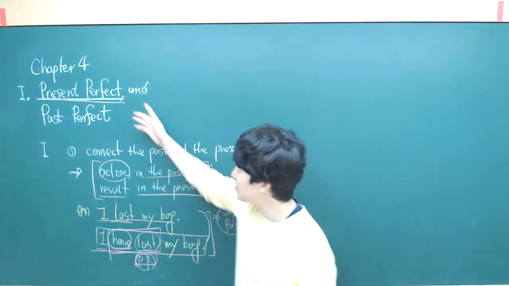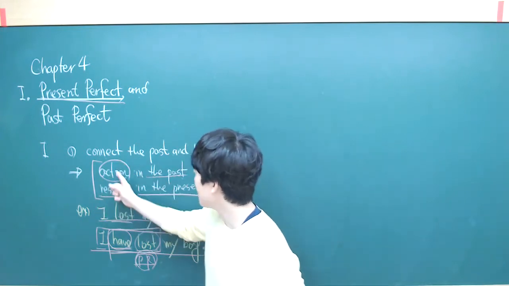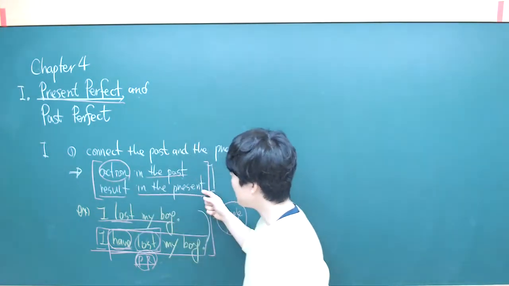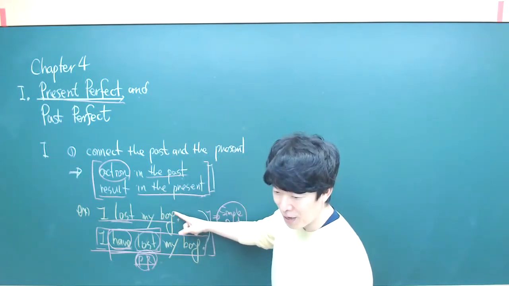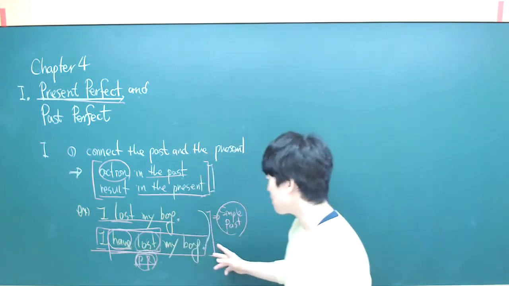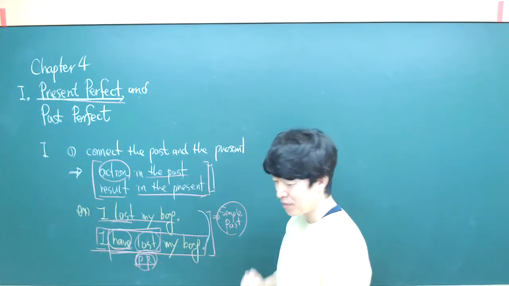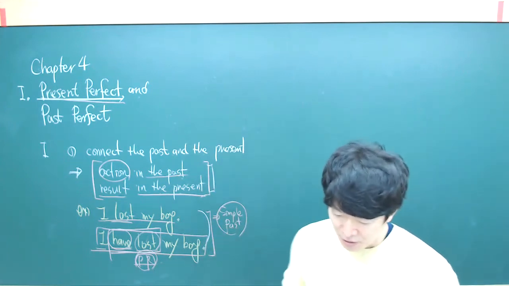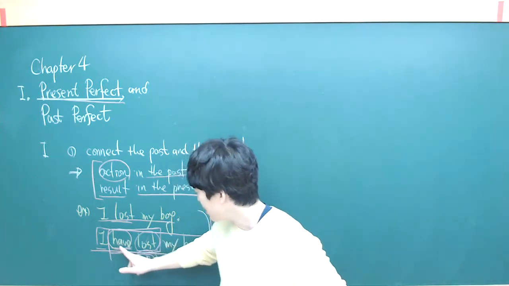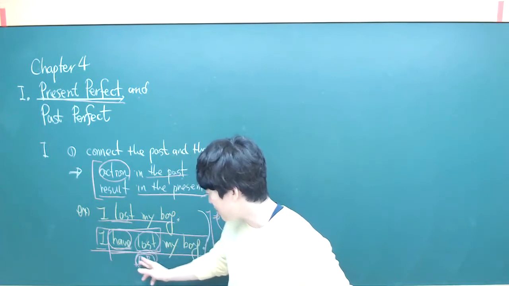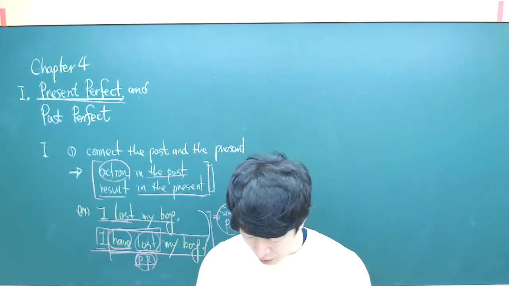Okay, present perfect means some action happened in the past and the result of the action affects the present. That's the difference. I lost my bag. You may have found your bag, but I have lost my bag, which means I still don't have my bag. That's the meaning of present perfect, and the form of present perfect is have followed by verb 3, the past participle. It is explained in your textbook.